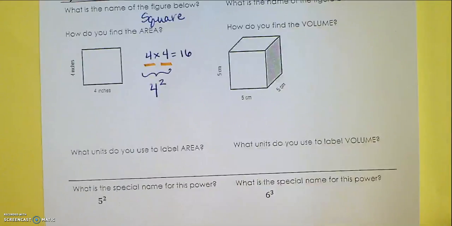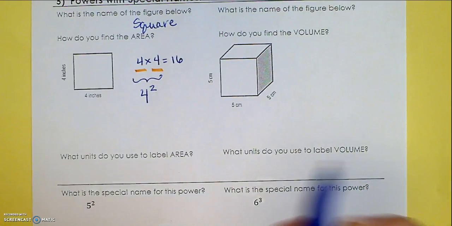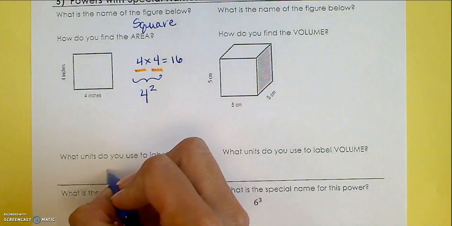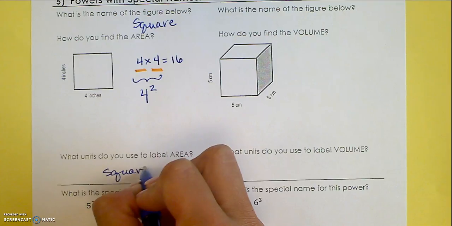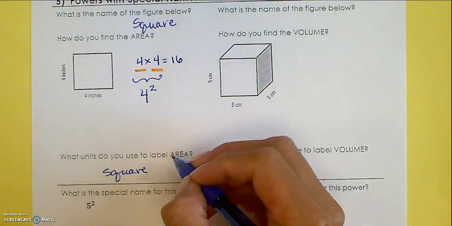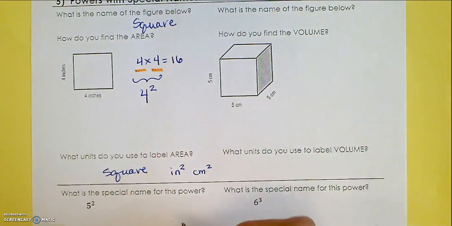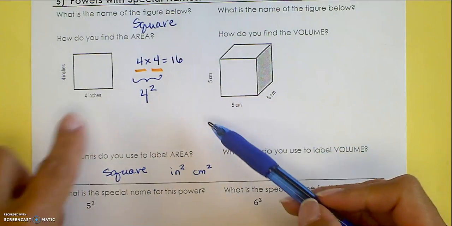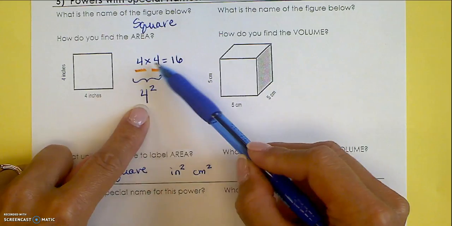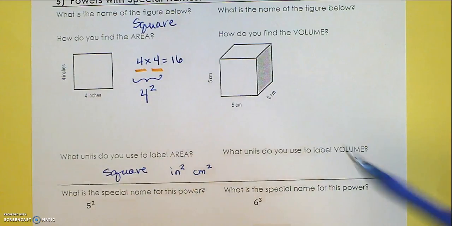So what units do we use to label area? We will use square. So it could be inches squared, it could be centimeters squared, it could be feet squared, but anytime you just have a base 2 times, you're going to get the squared.